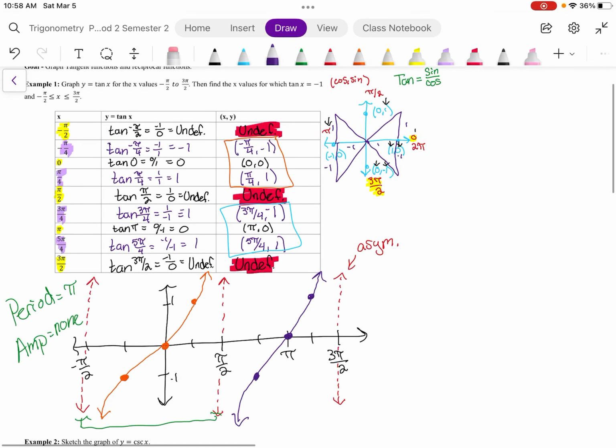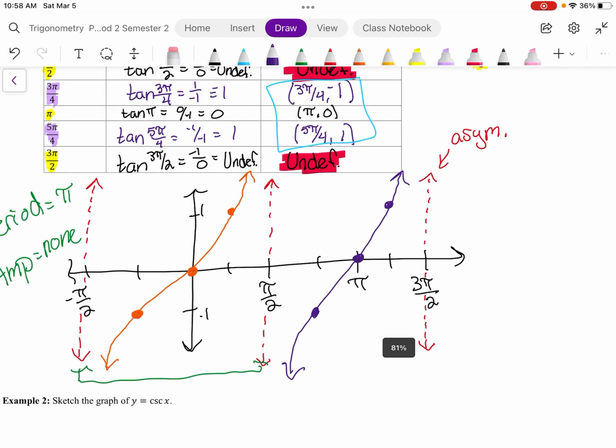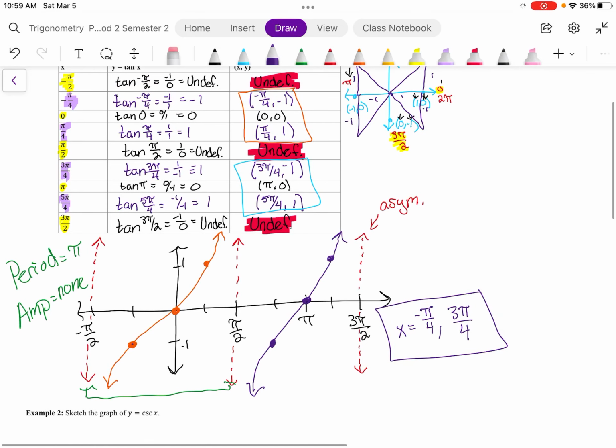Then once we have our graph, we can go ahead and answer the question that they asked. For what values does x equal negative 1 between this range or domain? And that would be x equals negative pi over 4 and then 3 pi over 4. And that would be our x values. And that's what it looks like for a tangent function.